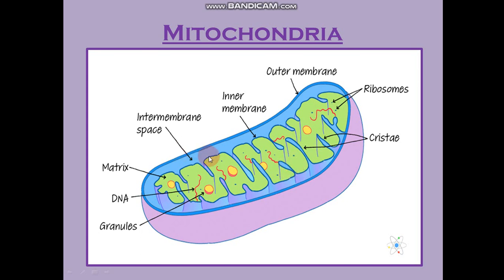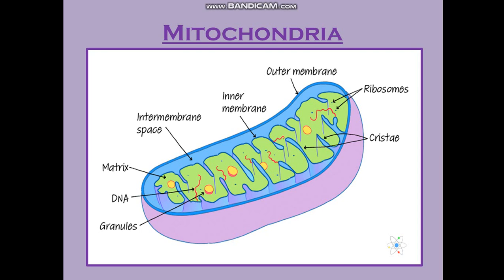Then there is an intermembrane space in between the outer membrane and the inner membrane. The space which is present is called the intermembrane space. The material which is filled inside the main body of the mitochondria is called matrix, and matrix does have its own DNA. This is the most important thing about mitochondria, that DNA is found in mitochondria also.